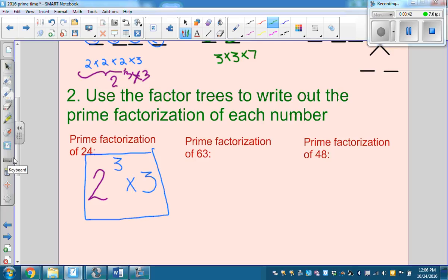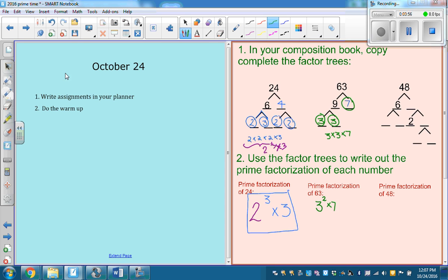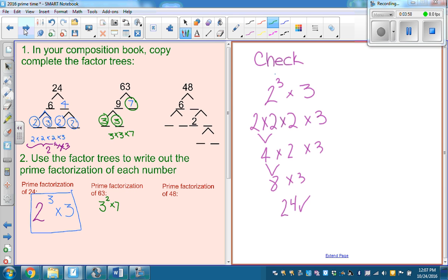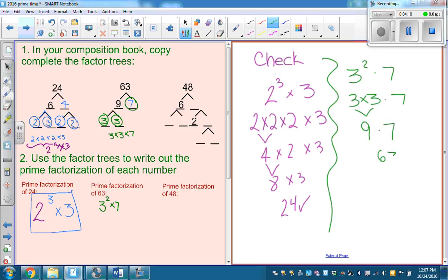So what's the exponent form for that? Yeah, Haley? 3 to the power of 2. Right, 3 to the power of 2 times 7. And again, if I wanted to check my work, I would just do 3 to the power of 2 times 7. 3 times 3 times 7. That's 9 times 7, which is 63.